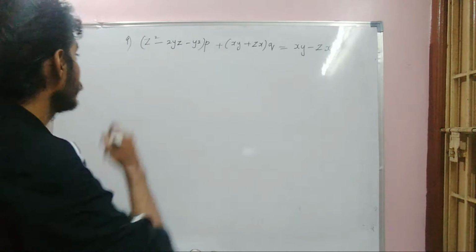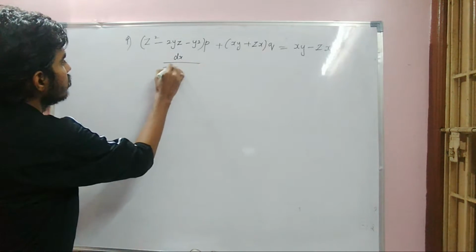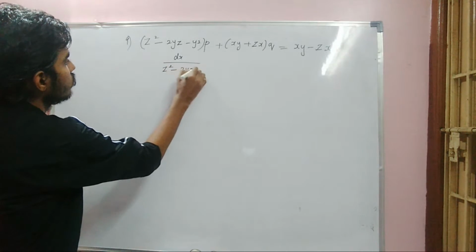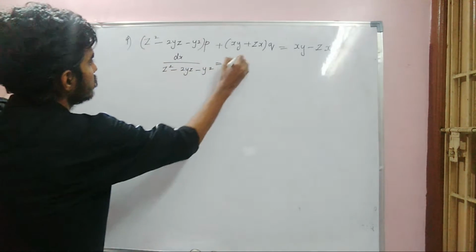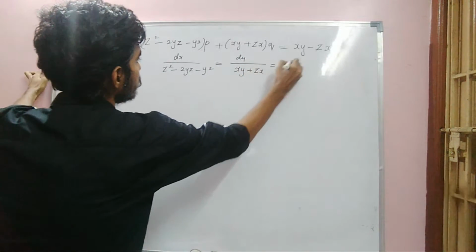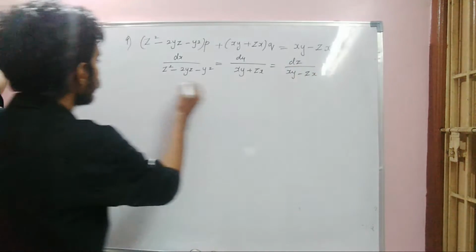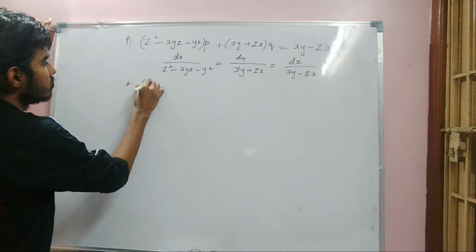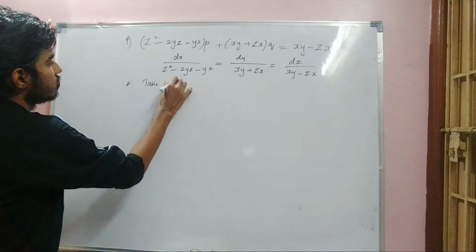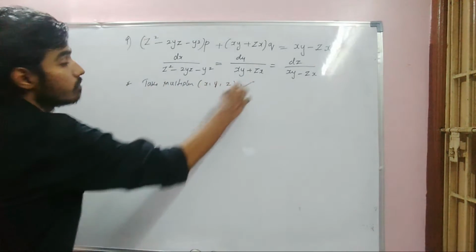So here you can first write the auxiliary equation to be dx divided by z square minus 2yz minus y square, dy divided by xy plus zx, dz divided by xy minus zx. Now you take the multiplier x comma y comma z. So take multiplier x comma y comma z. This will be one of the solutions.